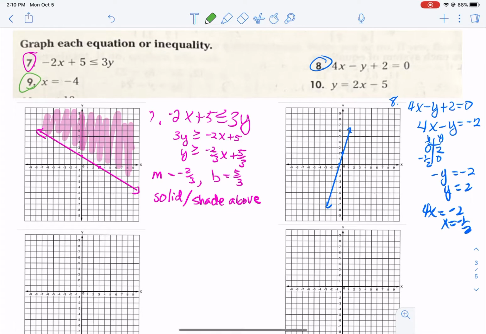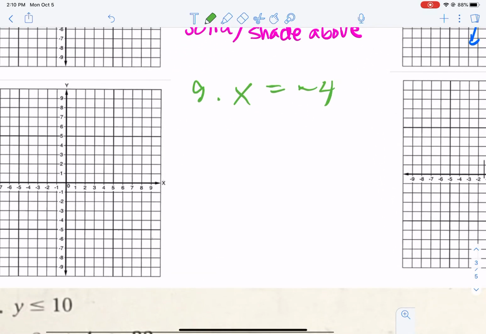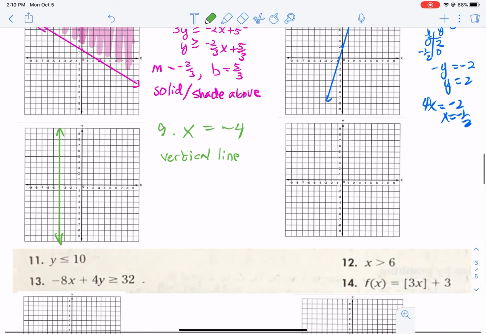Let's do number 9. 9 is just an equal to. It's going to give us a line. This is a vertical line, a solid vertical line when x equals negative 4. So that's all there is to that one. So remember, y equals a number is a horizontal line. X equals a number is a vertical line.